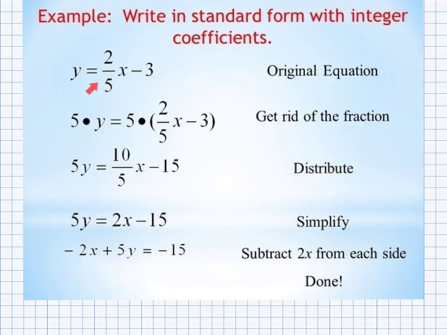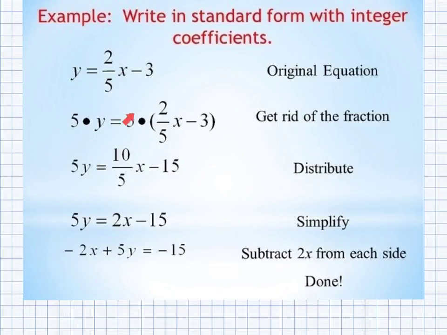This was our original slope-intercept equation. We want to get rid of the fraction, so we multiply both sides by the denominator, which is 5 here. So we'd have 5 times the same part that we had up here, and we do the same on this side. Now we can distribute and multiply this out, and we'd have 5y equals 10 over 5x minus 15.